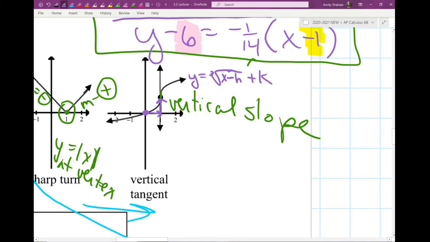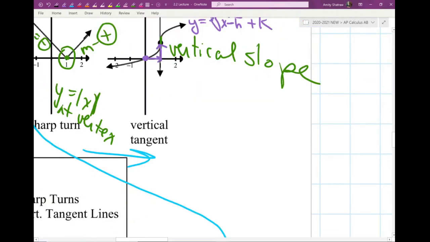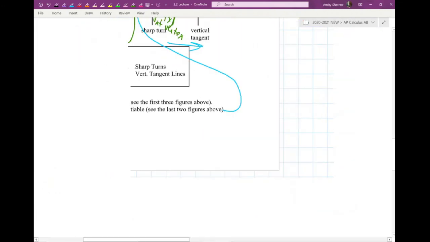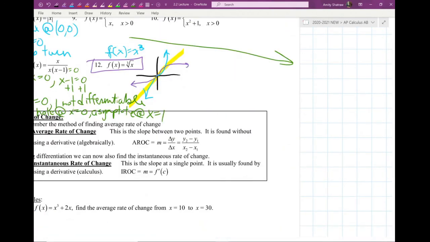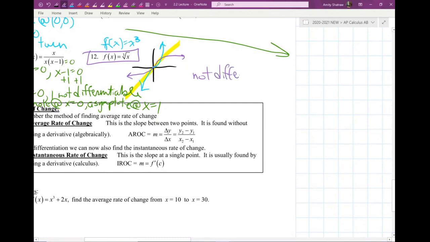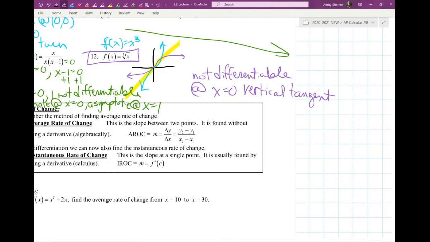And so any kind of cube root has at its vertex a place where there's a vertical slope. And so that's why there's no derivative on this one either. Okay. So let me see if I can get to it. Ta-da! So not differentiable at x equals 0 because of a vertical tangent. Okay, now trying to find that algebraically is very difficult. So that's why we're trying to train you to look at it by knowing what the graph is, okay?